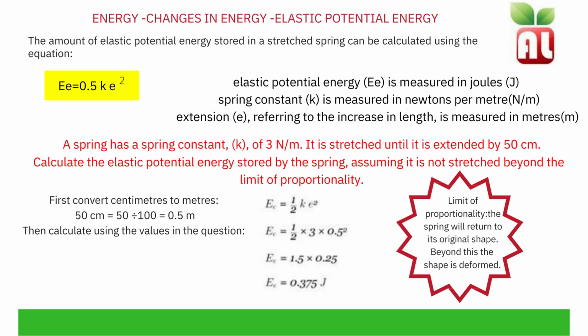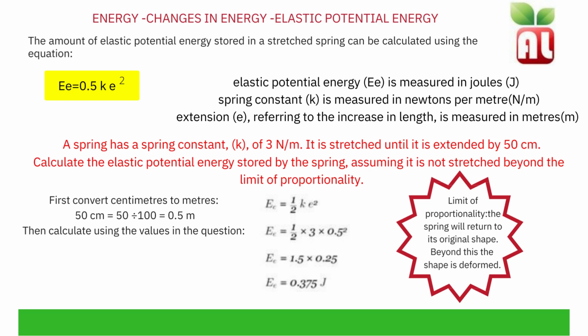Elastic potential energy equals 1/2 times the spring constant times extension squared, so that is 1/2 times 3 times 0.5 squared, giving us an elastic potential energy of 0.375 joules.